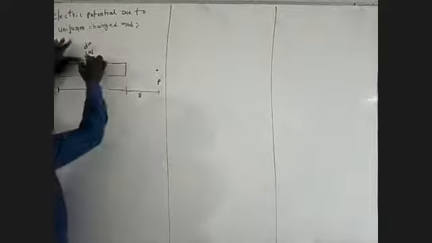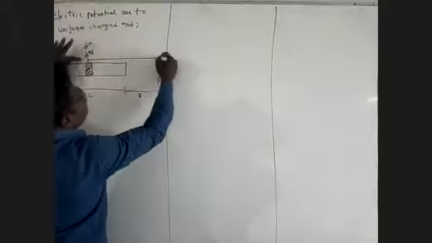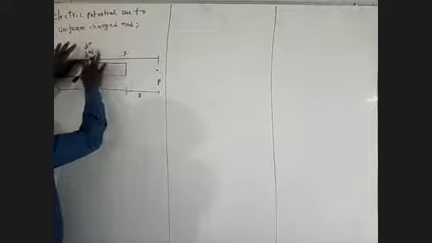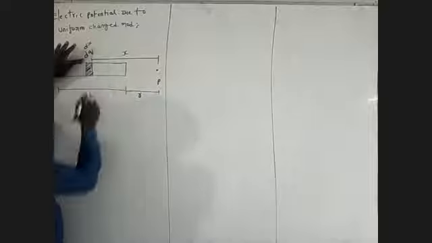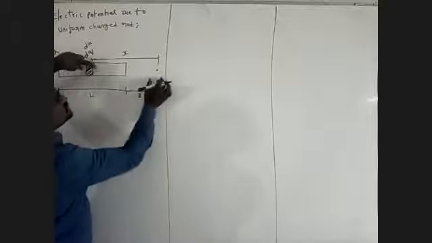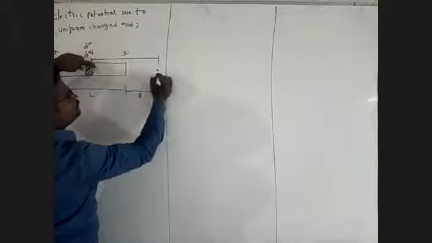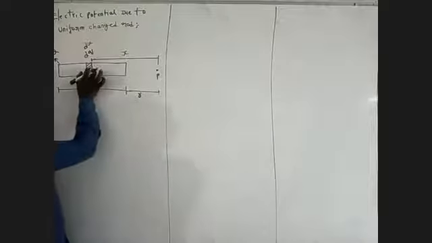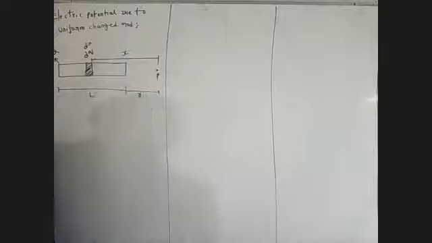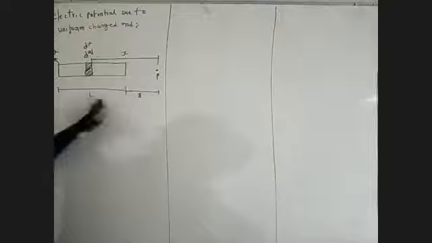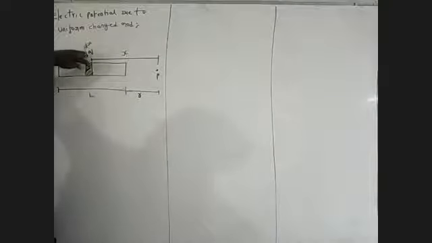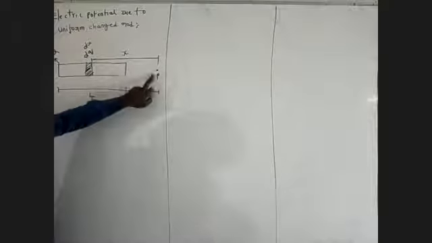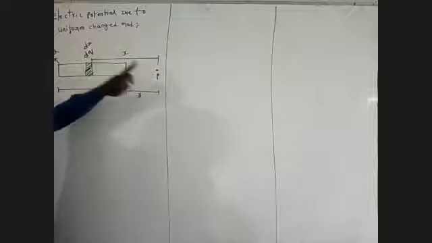Now, this is point P and this is a small element, a point charge dq. x is the distance between the small element and point P. At point P, we have to find the electric potential due to this charge.